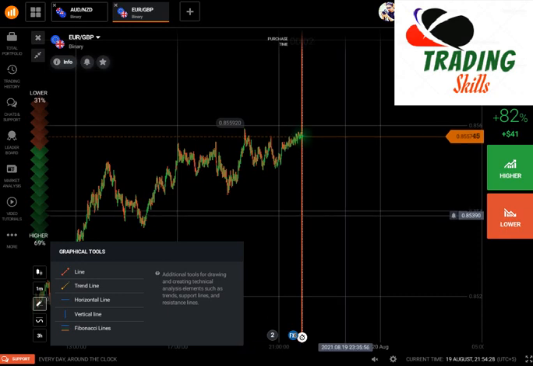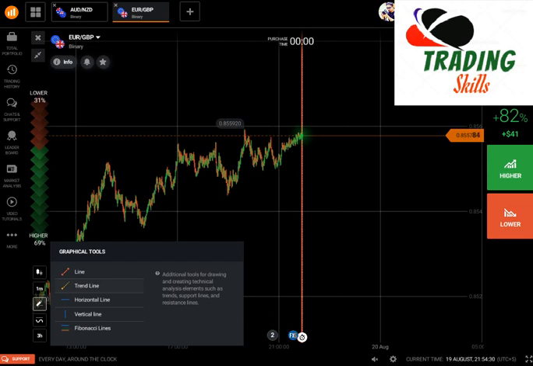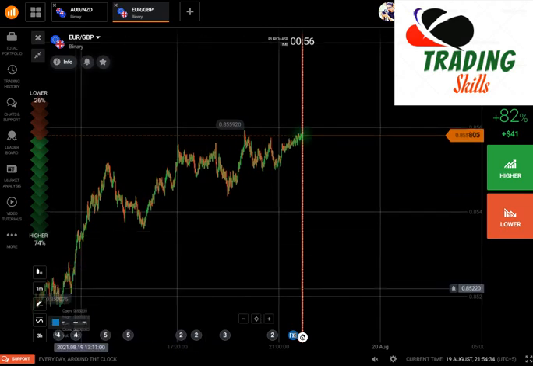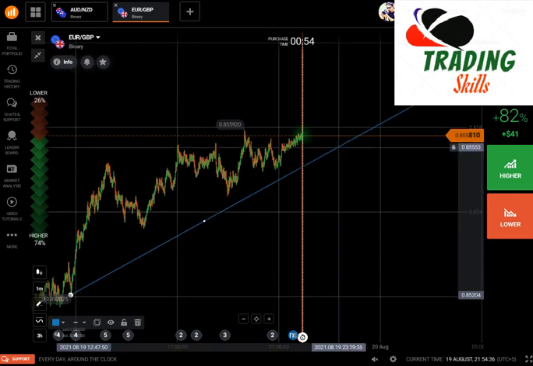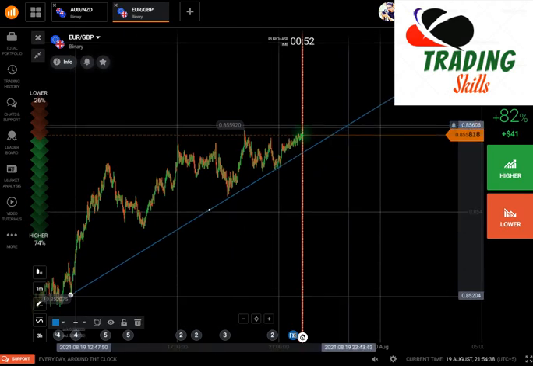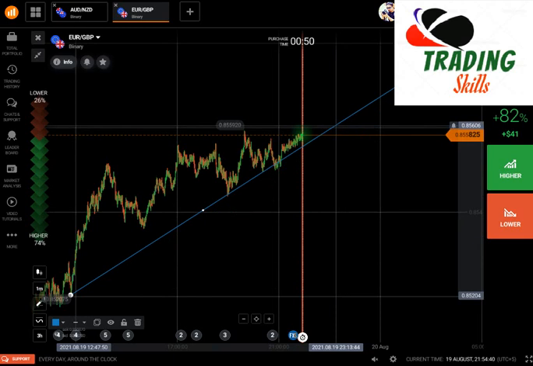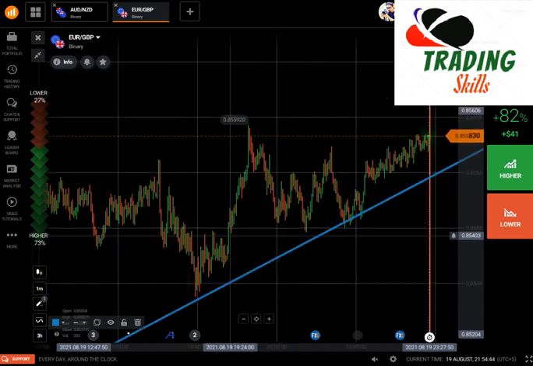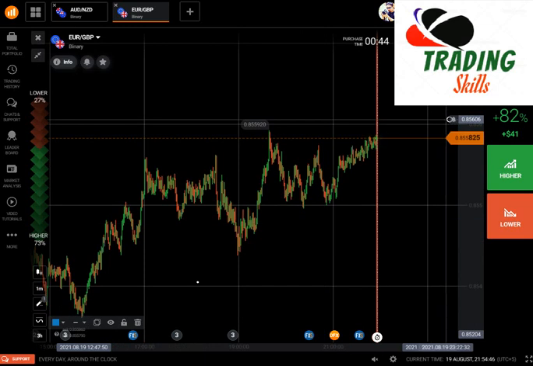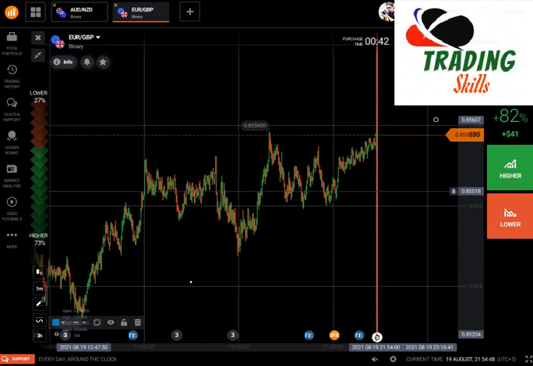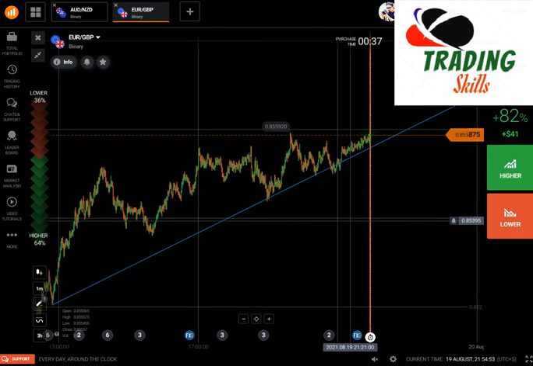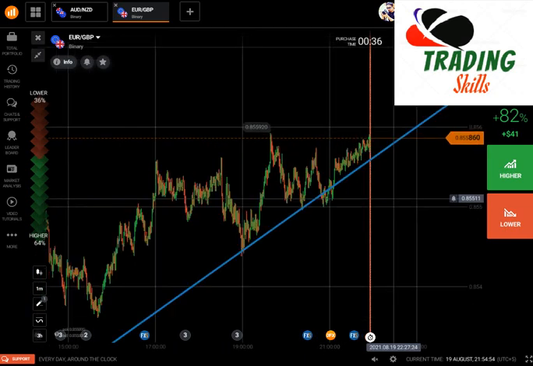So in today's session I'm going to show you how you can take trades as per the price action. So now you can see here, I have connected these lines. Let me draw it clearly. Okay, so now you can see I've connected these lines.